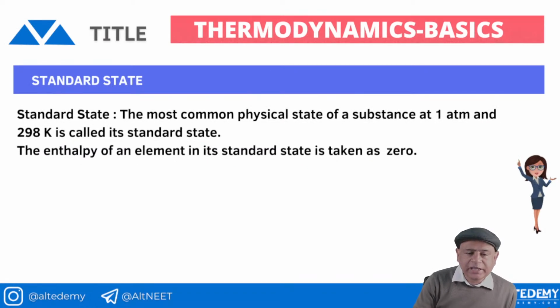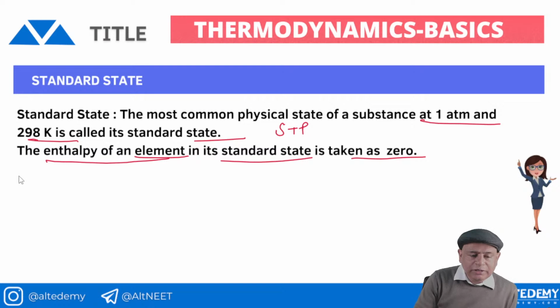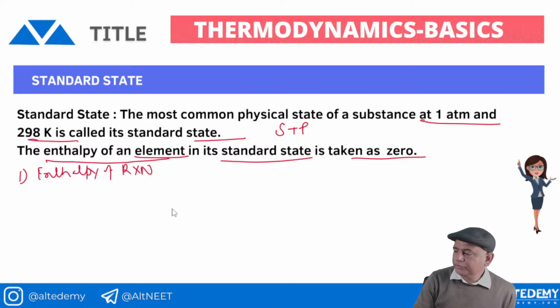What are those various types of enthalpies? That I will elaborate. You will come across various types of reaction, like the first is called enthalpy of reaction. During the process of a reaction, how much heat has been liberated or how much heat has been absorbed, that is called the enthalpy of reaction.